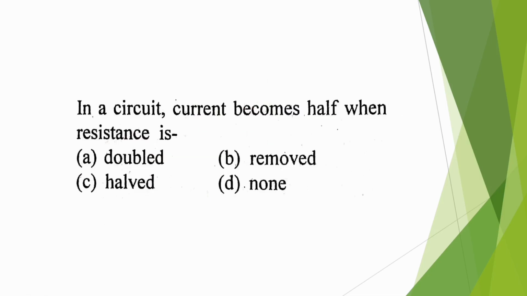In a circuit, current becomes half when resistance is. So this question is also very important, dear students. We will try to understand. As per Ohm's law we know that V is equal to IR, is not it? So if the voltage is constant, then we can write that V by R is equal to I, or I is equal to V by R. If you are keeping the voltage constant, then I is inversely proportional to resistance. Try to understand.